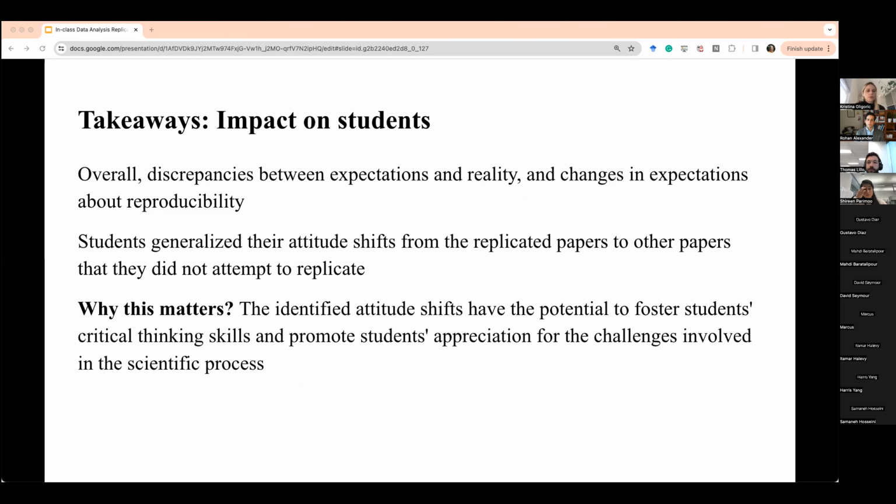So overall, when it comes to the impact on students, I think the main takeaway is that there were discrepancies between expectation and reality, and there were some changes in expectations about reproducibility in general. Students generalized their attitude shifts from replicated papers to other papers, which we found really exciting. We also thought that this really matters because any kind of attitude shift has the potential to foster critical thinking and promote appreciation for all these challenges involved in the scientific process, and how it might not be as quick as one might think at first glance.